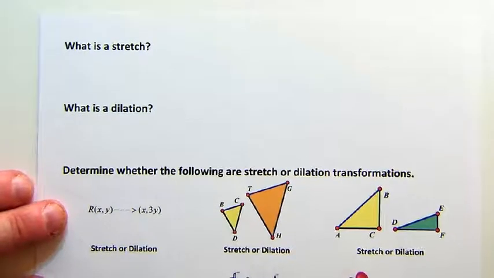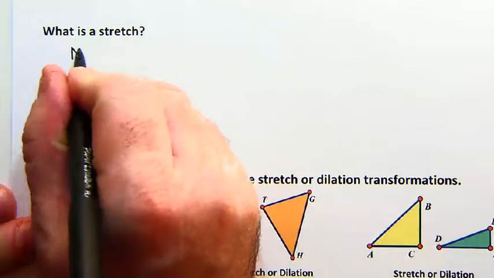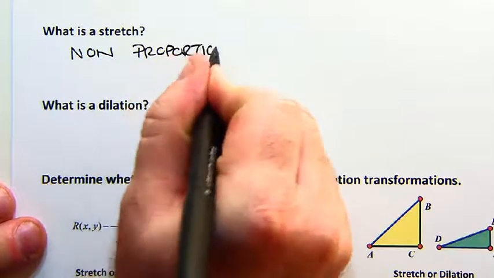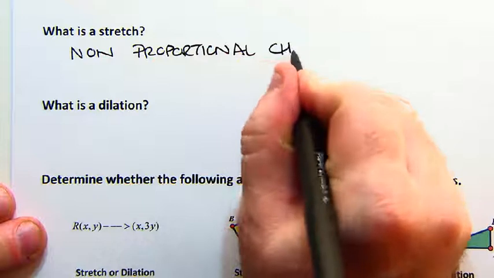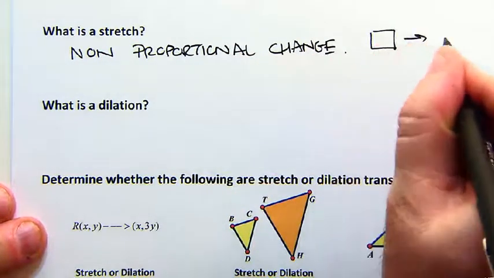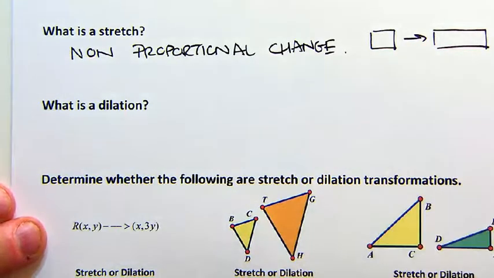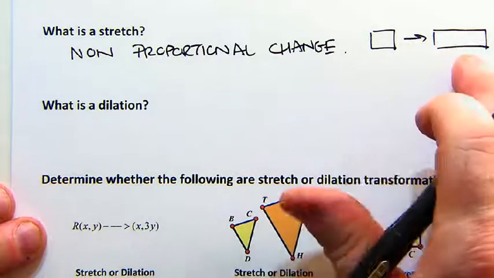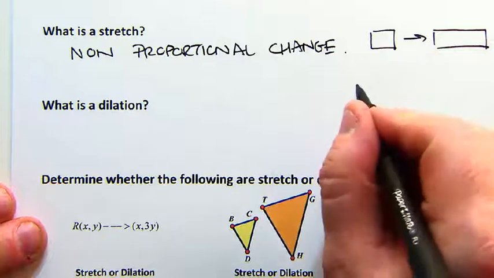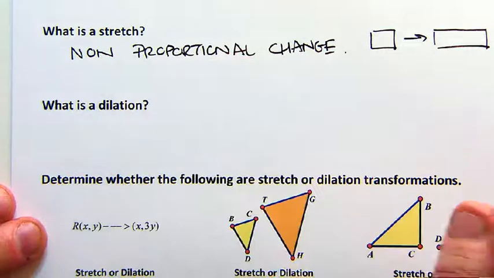dilation. Now, a stretch refers to basically a non-proportional change. In other words, that maybe we start with a square and then we end up with a rectangular shape. So the height is unchanging, but the width changed. So these are not proportional to each other. Or maybe they both change, but one changes 3 times faster and the other's changing twice. And so again, non-proportional in their change.